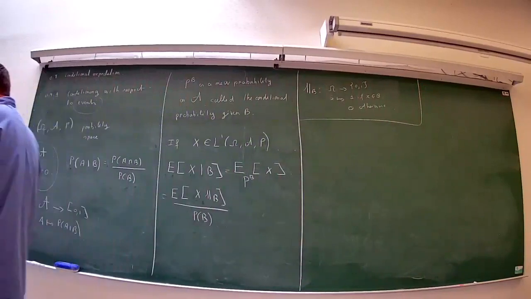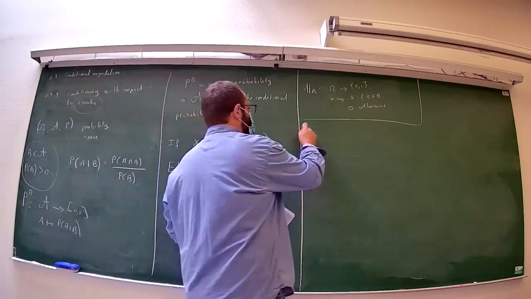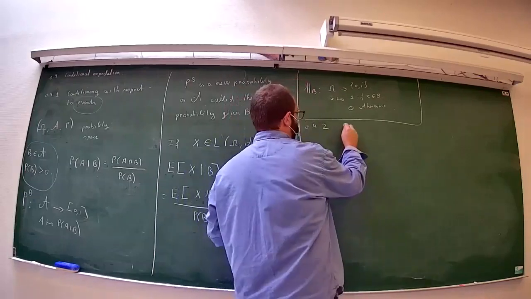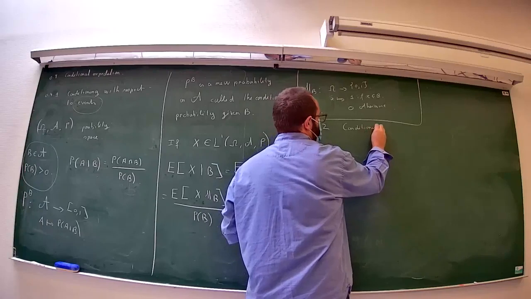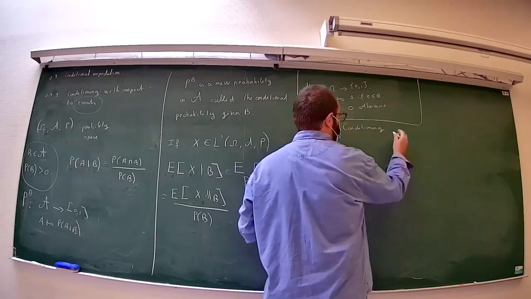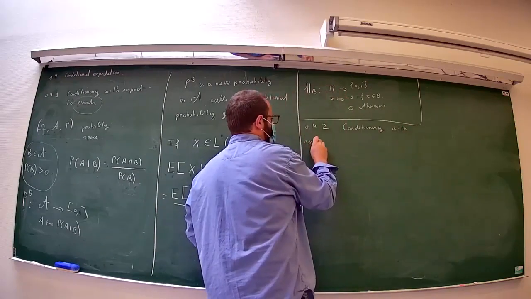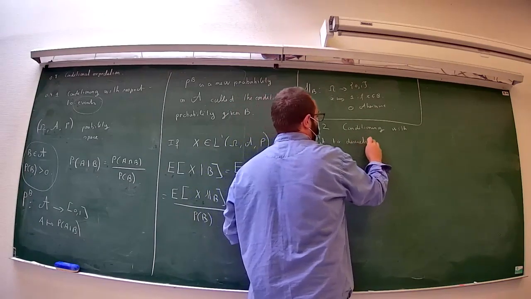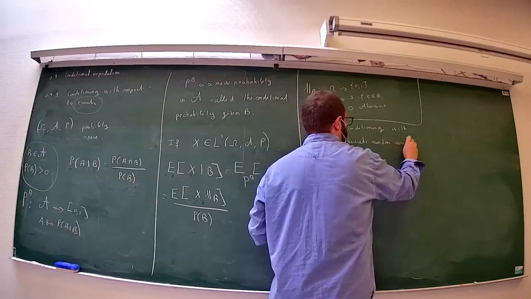So if I have it for sets or for events that are just sets in my sigma algebra, I have it easily with respect to discrete random variables. Conditioning with respect to discrete random variables.